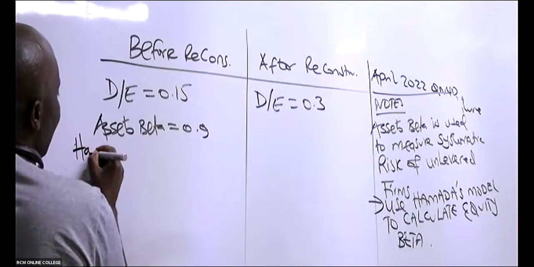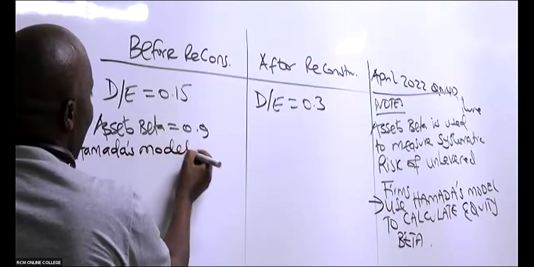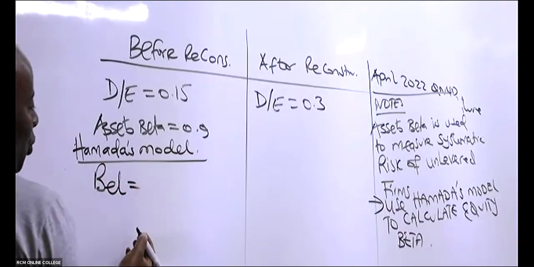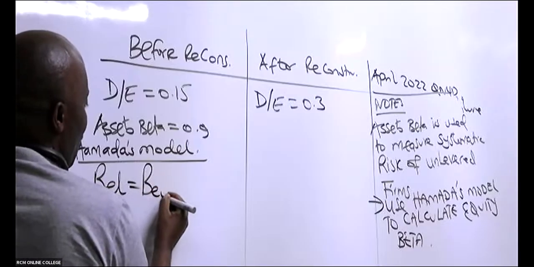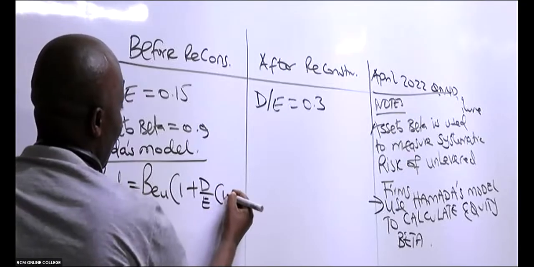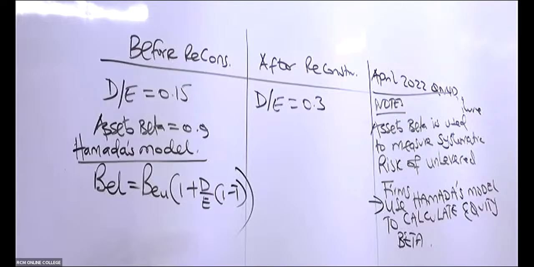And how does this Hamada's model look like? This Hamada's model is interesting. The Hamada's model tells us that BEL will be equal to BEU into 1 plus debt over equity, less tax. My network has a problem? I doubt. Mine seems to be very stable.